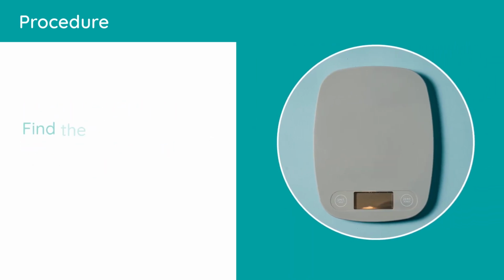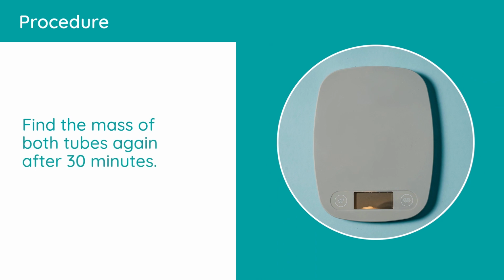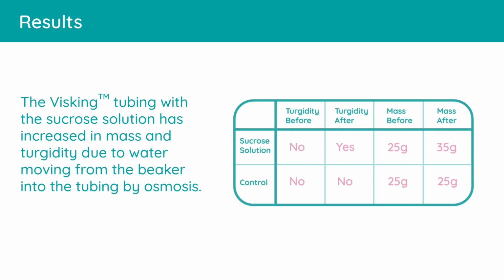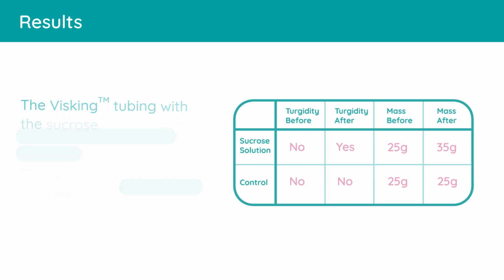We then find the mass of both tubes again after 30 minutes. You can see the expected results here are shown in the table. The Visking tubing with the sucrose solution has increased in mass and turgidity due to water moving from the beaker into the tubing by osmosis. So we know that osmosis has taken place as the mass of the Visking tubing is increased and the tube is more turgid. You can also say that it feels fuller.